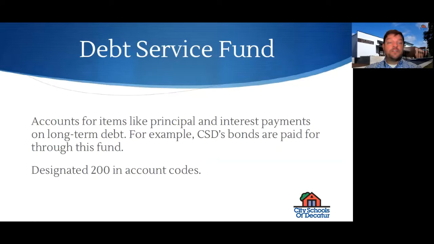And finally, debt service funds. So this accounts for things like the principal and interest payments on long-term debt. An example of this would be that when we have a bond, which we do right now, we pay for the principal and interest payments out of this fund, and those are designated 200 in the account codes.